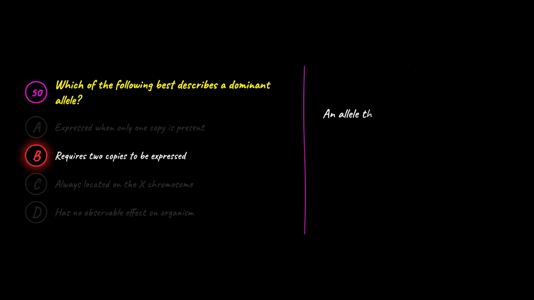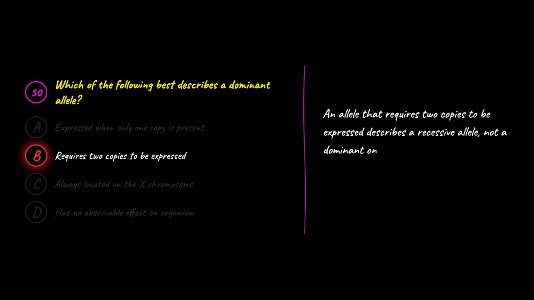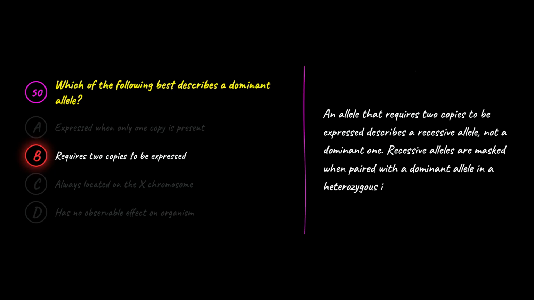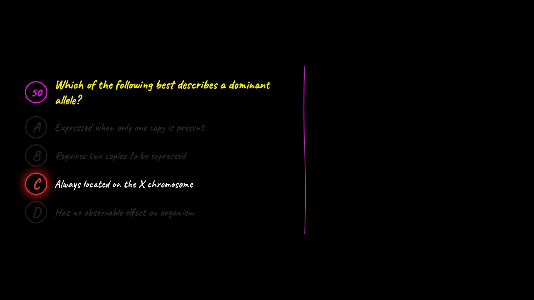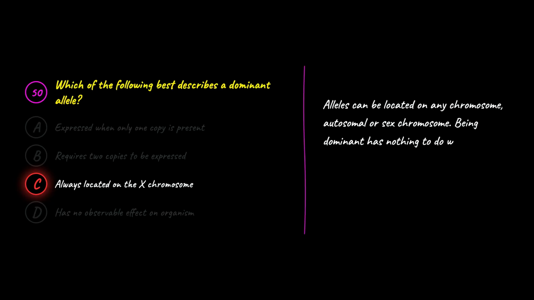B is wrong because an allele that requires 2 copies to be expressed describes a recessive allele, not a dominant one. Recessive alleles are masked when paired with a dominant allele in a heterozygous individual carrying both forms. C is wrong because alleles can be located on any chromosome, autosomal or sex chromosome. Being dominant has nothing to do with chromosome location, so dominance is not specific to the X chromosome in human or other genetic systems.